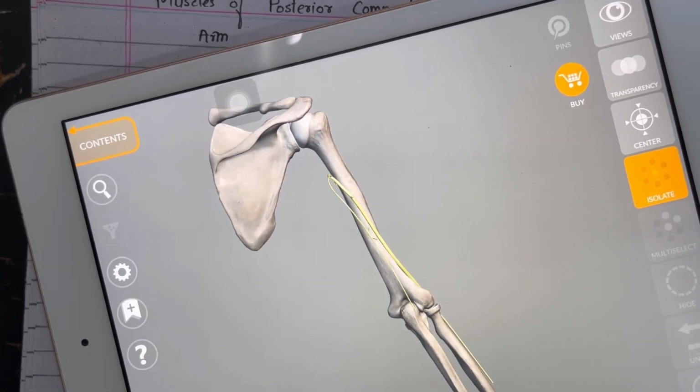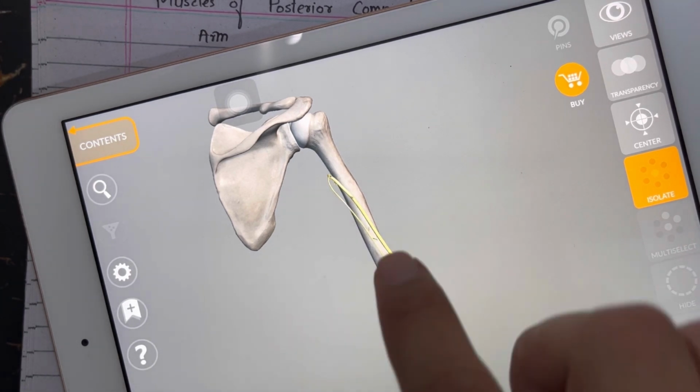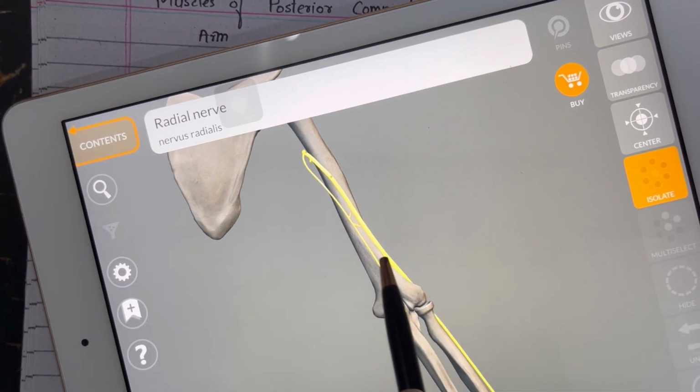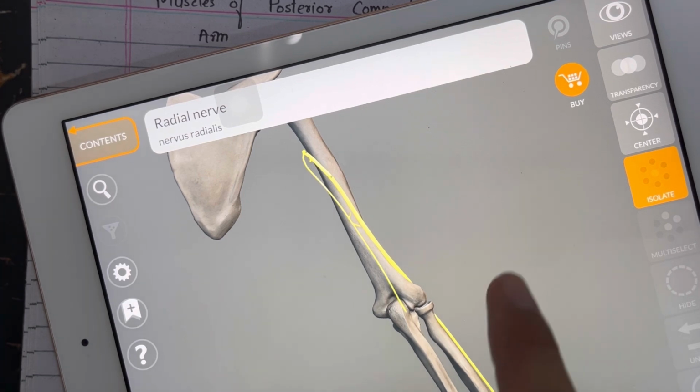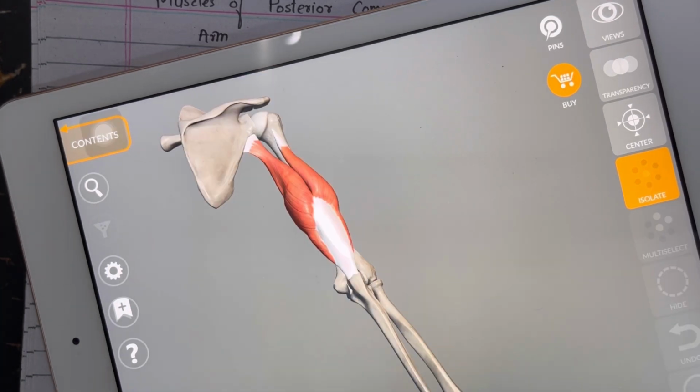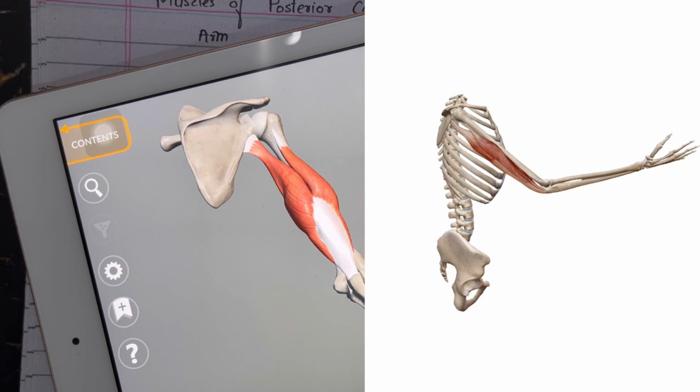Now student, moving toward the innervation of the Triceps Brachii muscle. It is innervated by the radial nerve. This highlighted nerve is the radial nerve, which originates from the posterior cord of the brachial plexus. Now moving toward the action. As the Triceps Brachii muscle is present in the posterior compartment, it plays an important role in the extension of the forearm at the elbow joint.